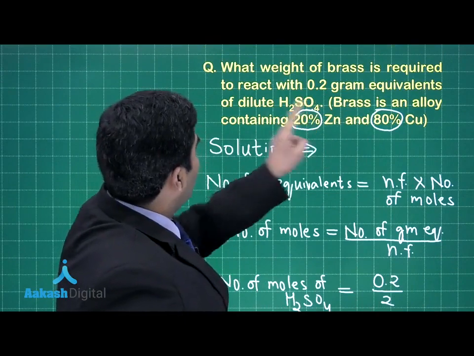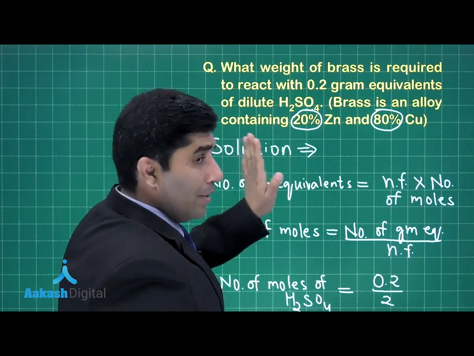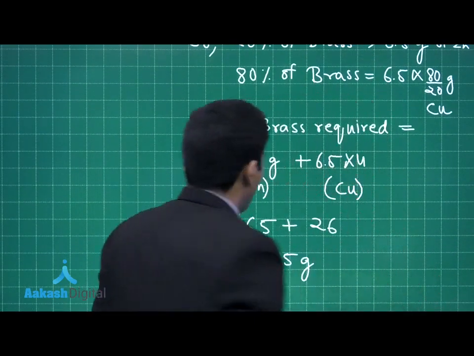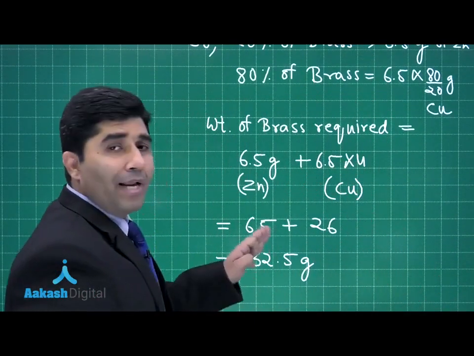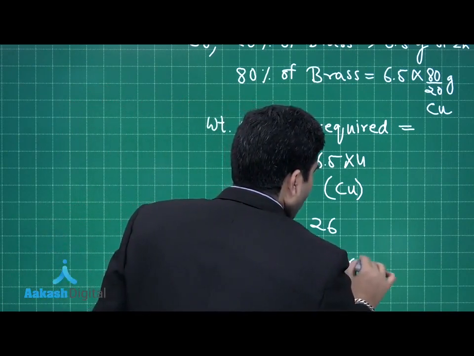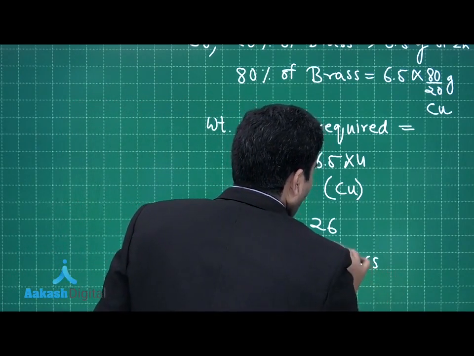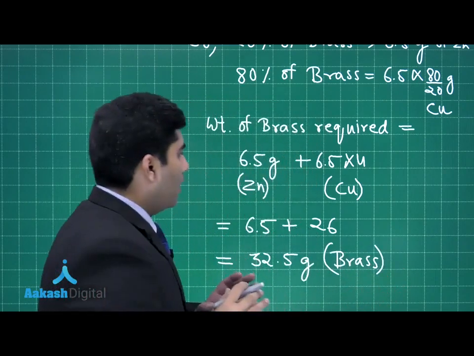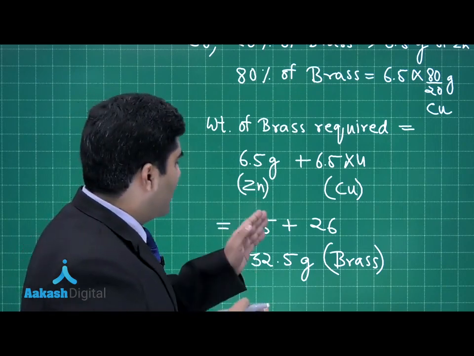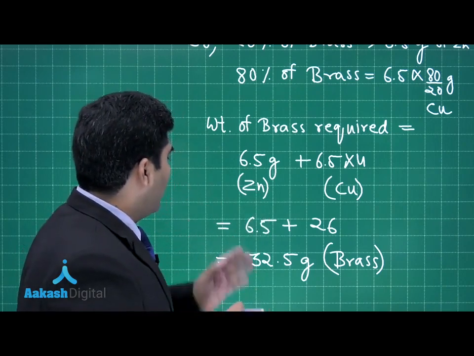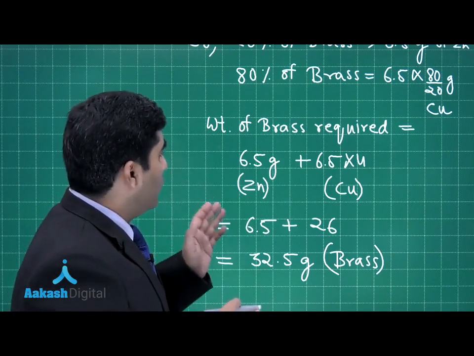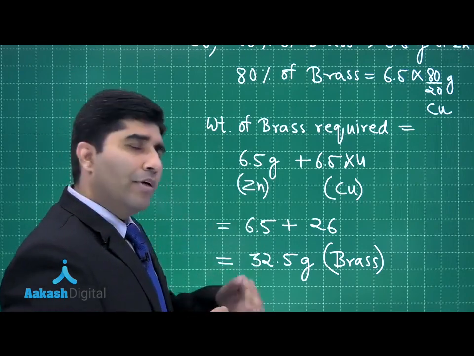So this is the final answer, means if we have 0.2 gram equivalents of dilute H2SO4, then 32.5 grams of brass is required to react, in which copper will not react. The weight of the copper will be 26 gram and the weight of the zinc will be 6.5 grams, right? So this type of question you can solve in this way. Let's solve some more questions.